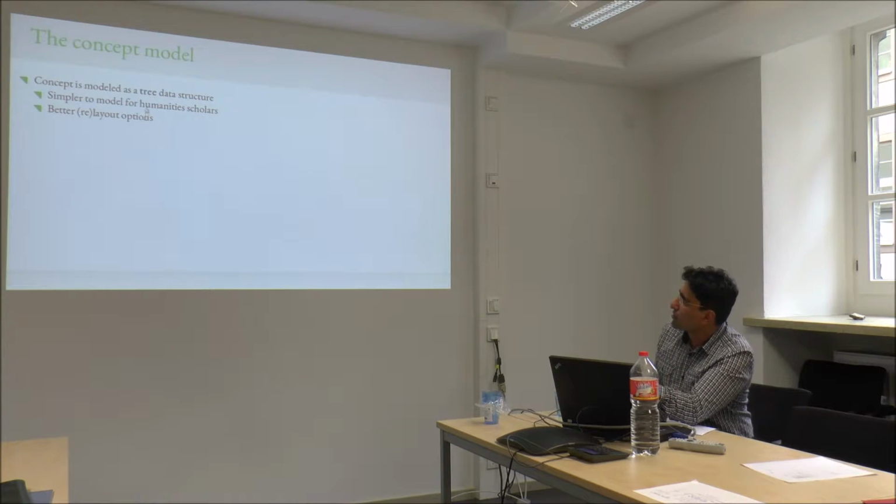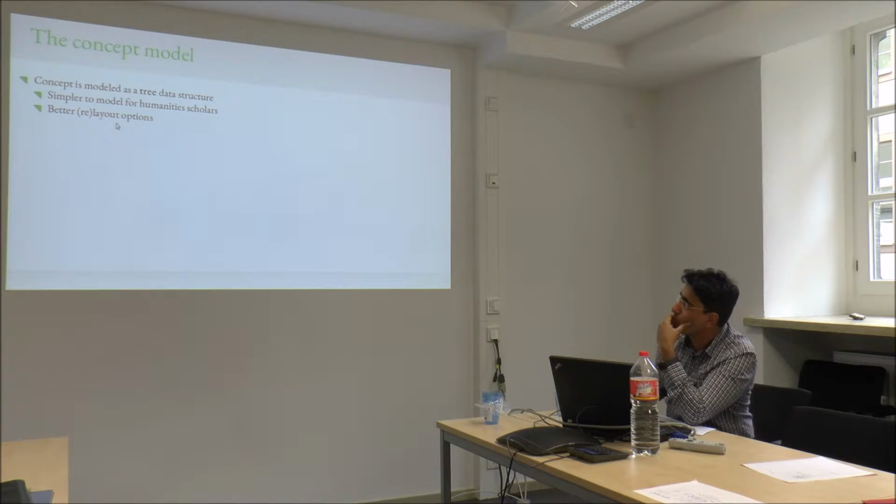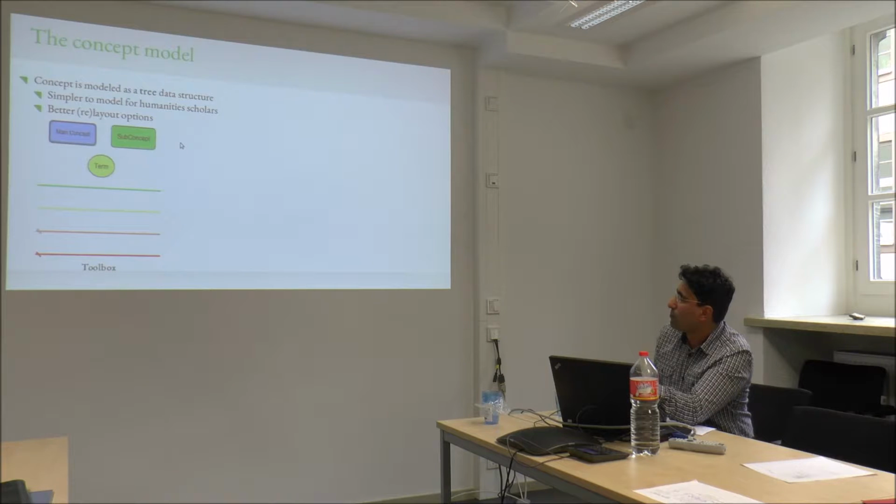So what is our concept model? It is a simple tree data structure. We chose a tree as it's quite easy for the humanities scholars to use and to model, and we need to later lay out or relay out this tree to show the results. Why we do this, I will tell you later. For these reasons, we chose this data structure. Then we have this blue box, the main concept. These rectangular boxes are the concepts, and these oval ones are the terms.